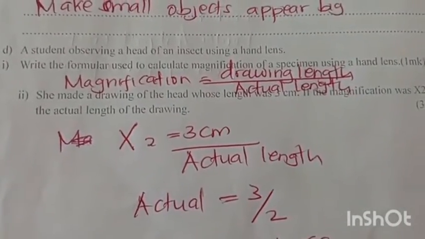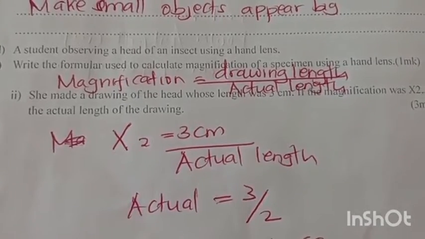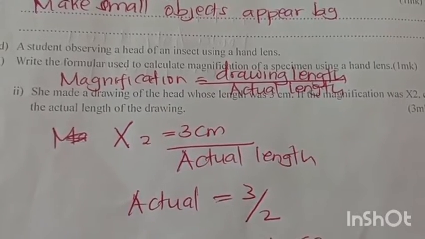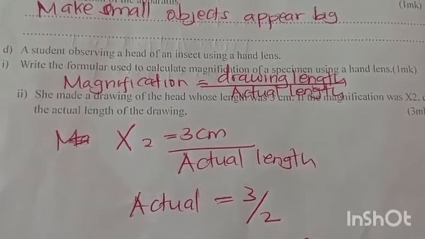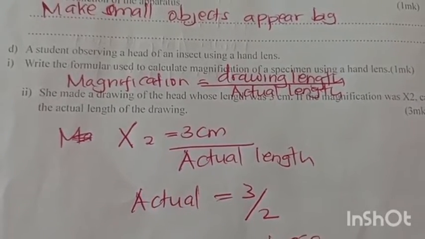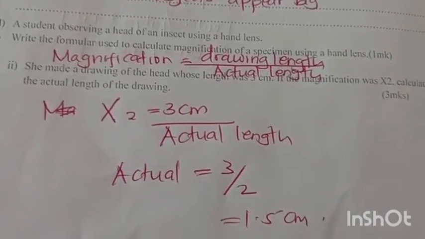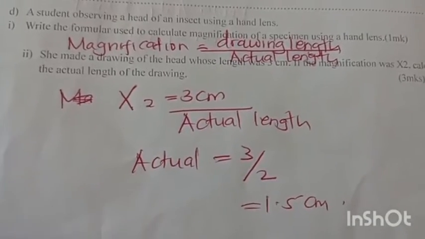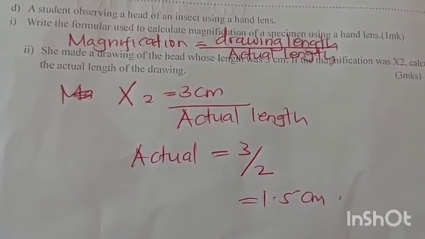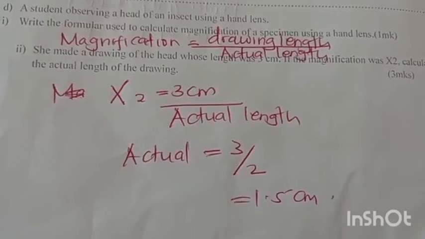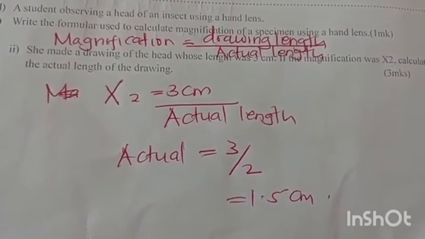A student observing the head of an insect using a hand lens. Write the formula of magnification. Magnification is drawing length over actual length. She made a drawing of a head whose length was 3 centimeters. The magnification was ×2. You are supposed to calculate the actual length. So actual length is equal to the length of the drawing over the magnification. You use that formula, you get 1.5 centimeters.